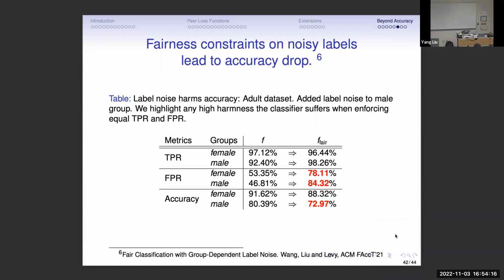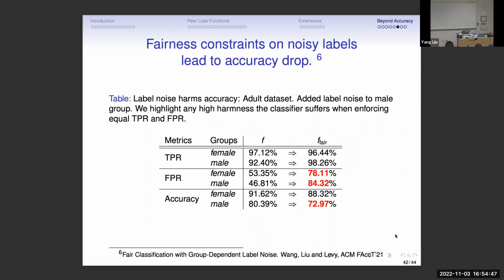We break the data into male and female. And then what we observe is, I think we added noise to one group. We added noise to the male group. So we added label noise to the male group. We keep the female group clean. This is a baseline classifier. We do nothing. We just train the classifier. We observe some unfairness. If you look at the last row, the female group has 91% accuracy, while the males only have 80% accuracy. So there are disparities in the performance.